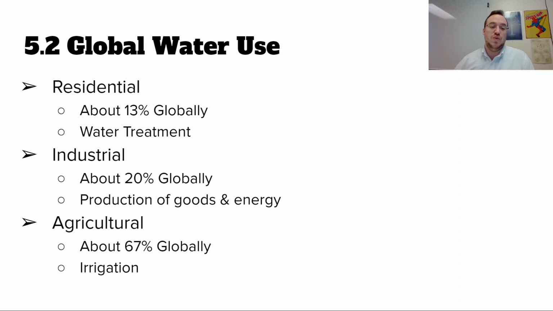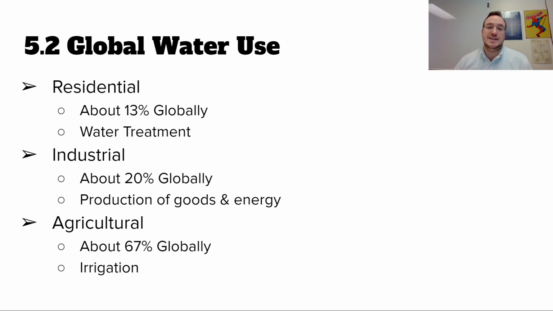Right. So residential and industrial and agricultural are our three big global water use reasons. So residential is used inside the home. That includes like watering your plants, washing your car, washing dishes, flushing toilets, laundry, brushing your teeth, taking a shower, all that stuff is residential. About 13% of fresh water is used for this purpose all over. And we have water treatment plants to kind of extend the life of that water. We're going to talk about that in a little bit.